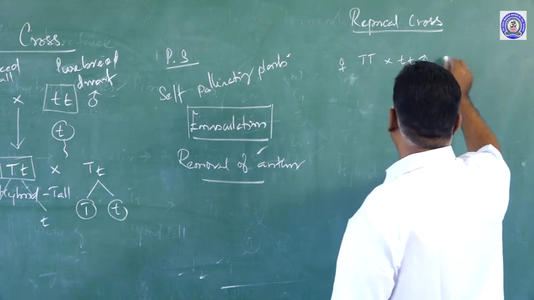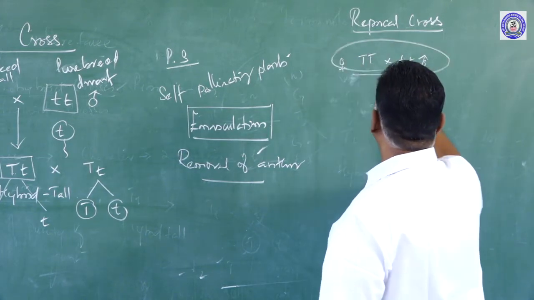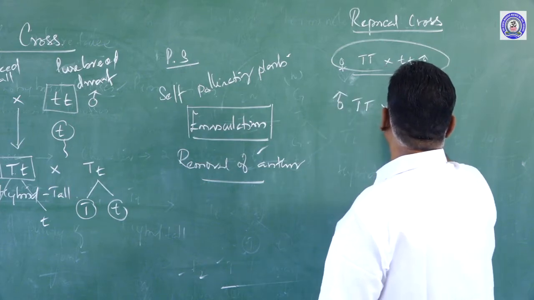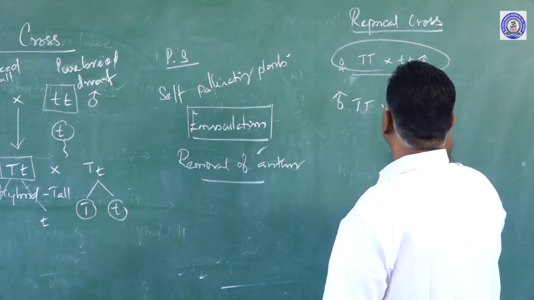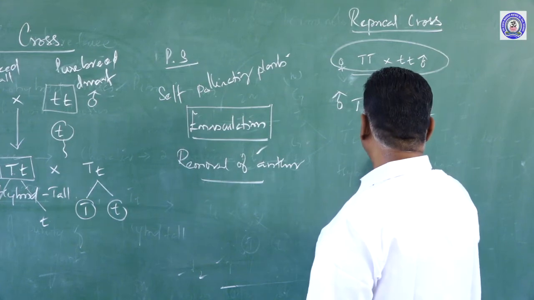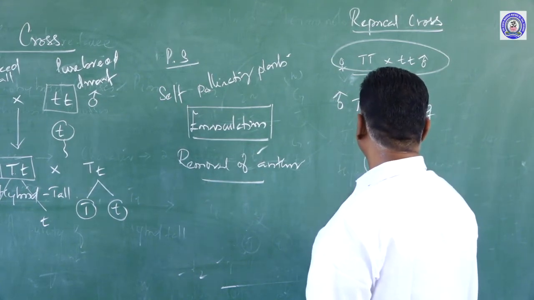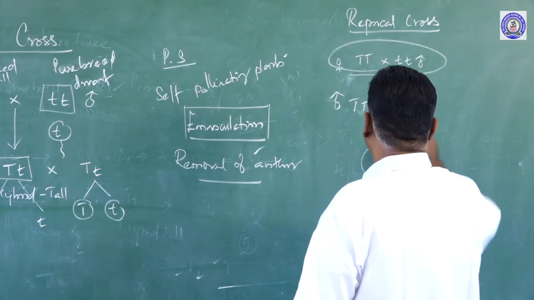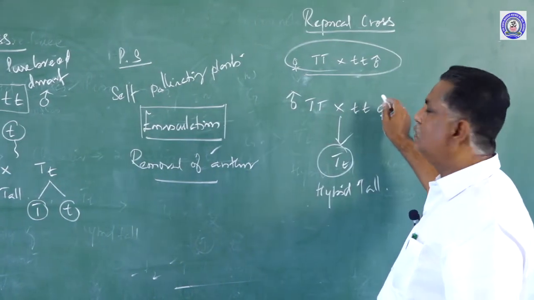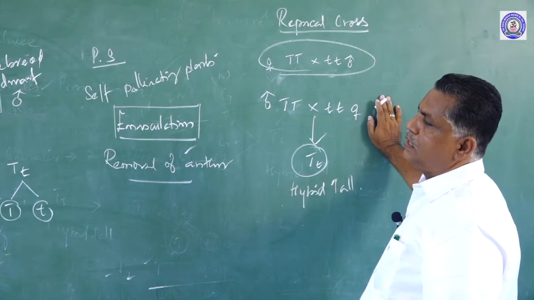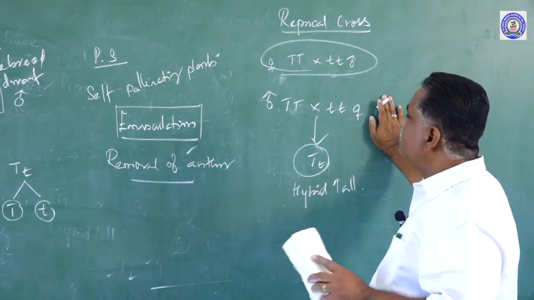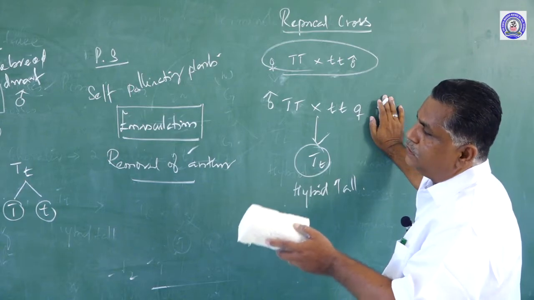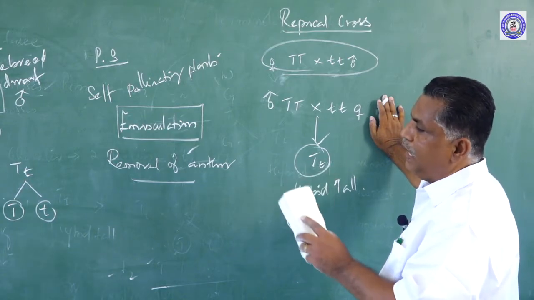In the reciprocal cross, capital T as male, small t as female. He crossed, he got capital T, small t, again hybrid tall. So what is reciprocal cross? You would clearly notice that in the first experiment, tall plant is female and dwarf plant is male, and all the F1 were tall.